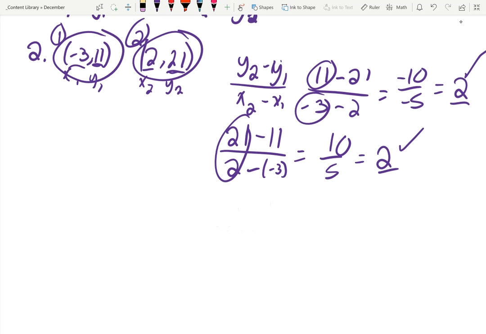Doesn't matter which point you start with. You can start with this point here. You can start with this point here. All right, negative 3, 11, 2, 21. Doesn't matter which one you start with, as long as you don't mix them up, where you do one on the top and then differently on the bottom.